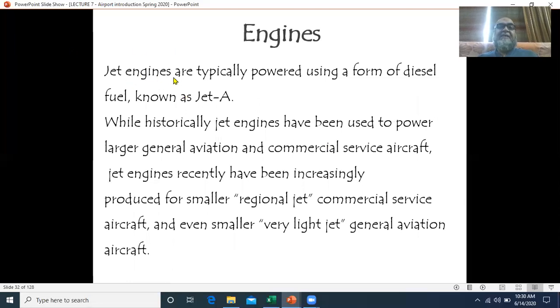Jet engines are powered by a form of kerosene known as Jet A. While historically jet engines have been used to power larger general aviation and commercial service aircraft, jet engines recently have been increasingly produced for smaller regional jet commercial services and even smaller very light jet general aviation aircraft.